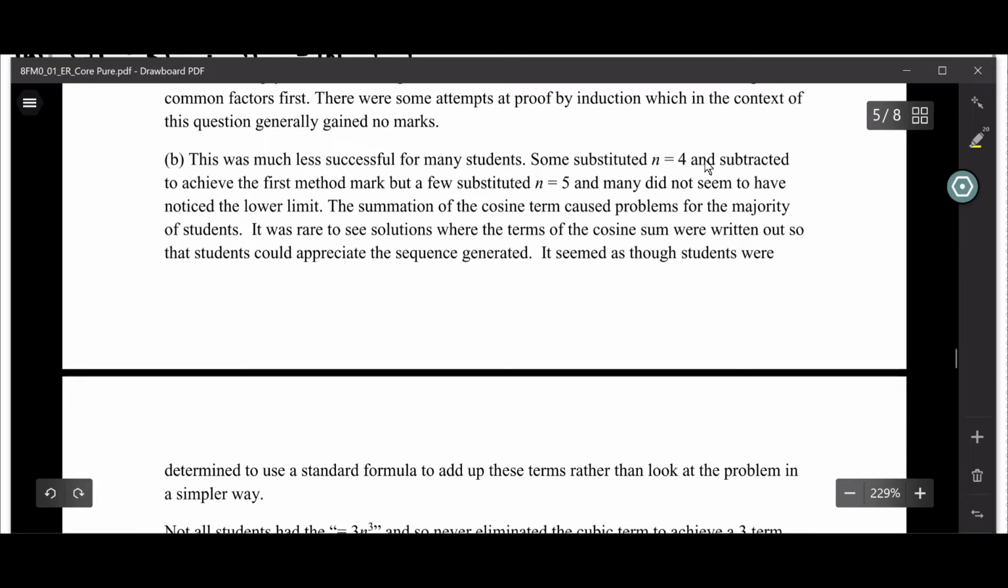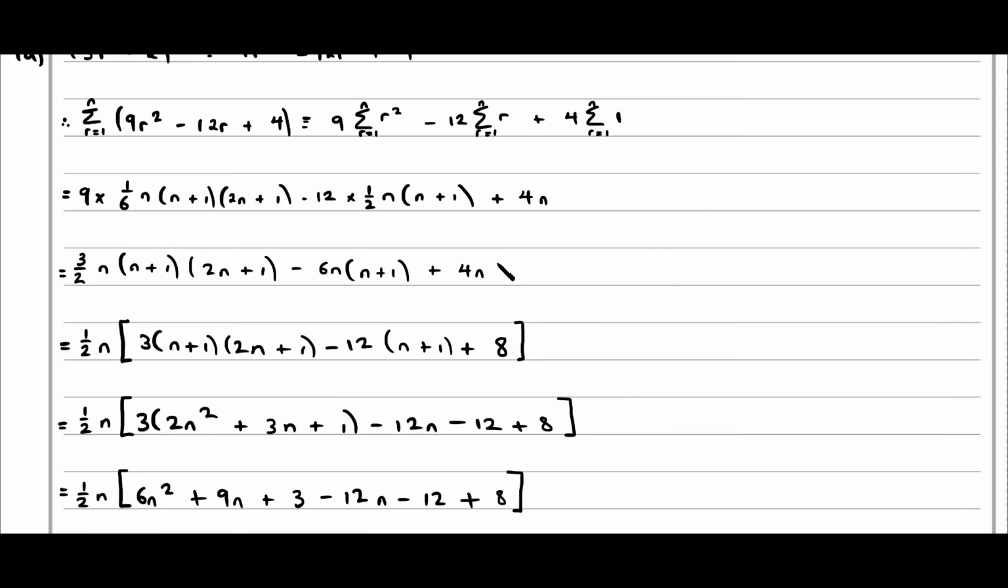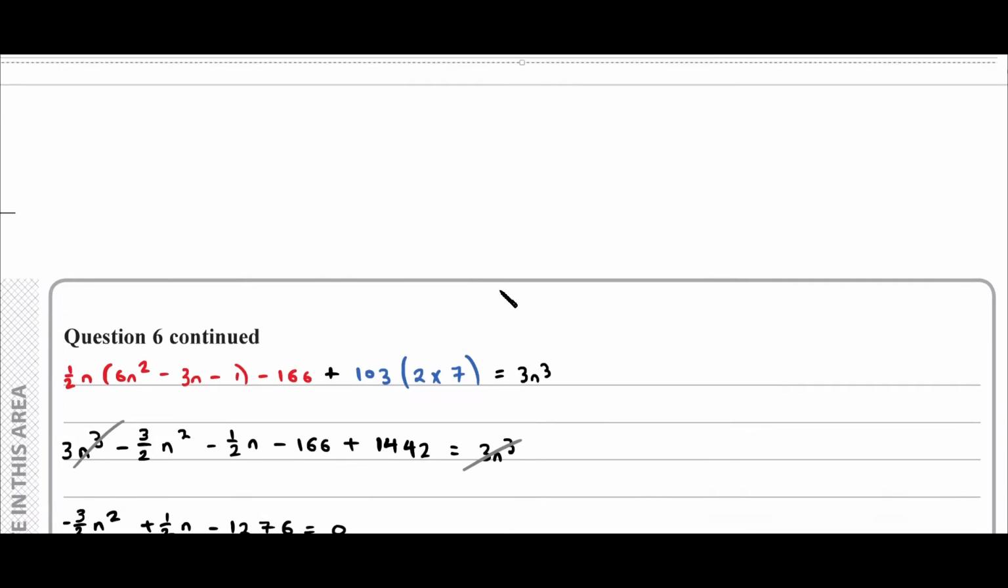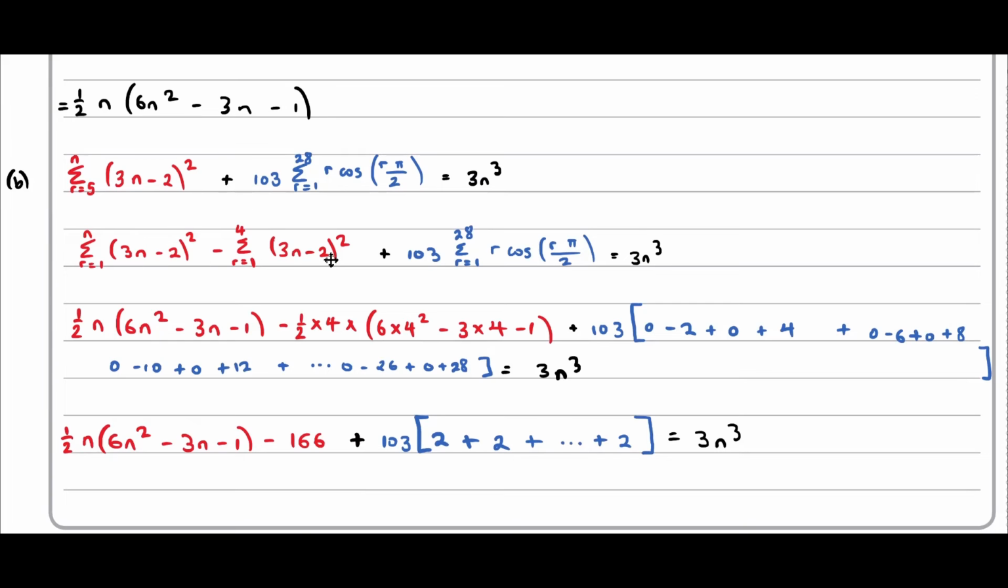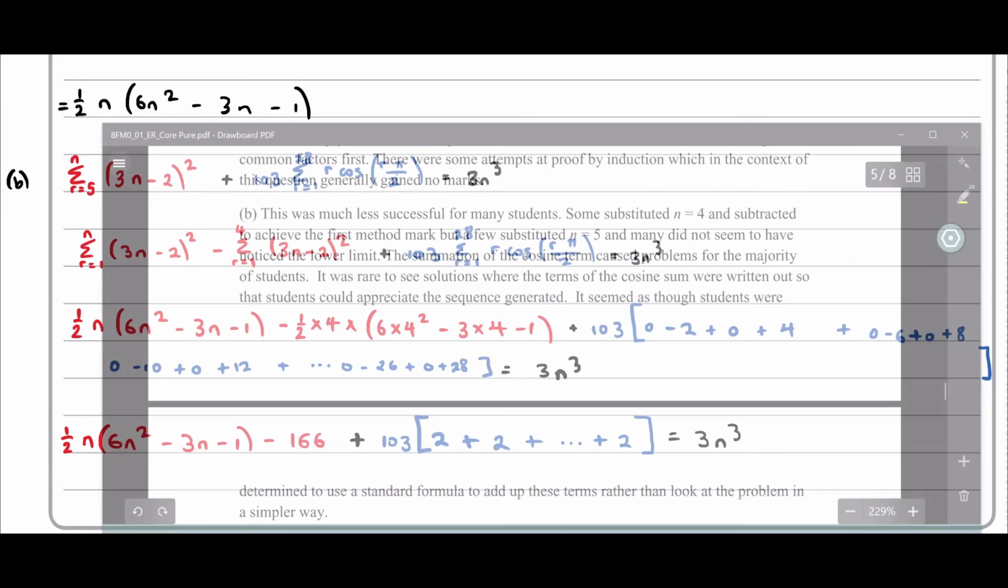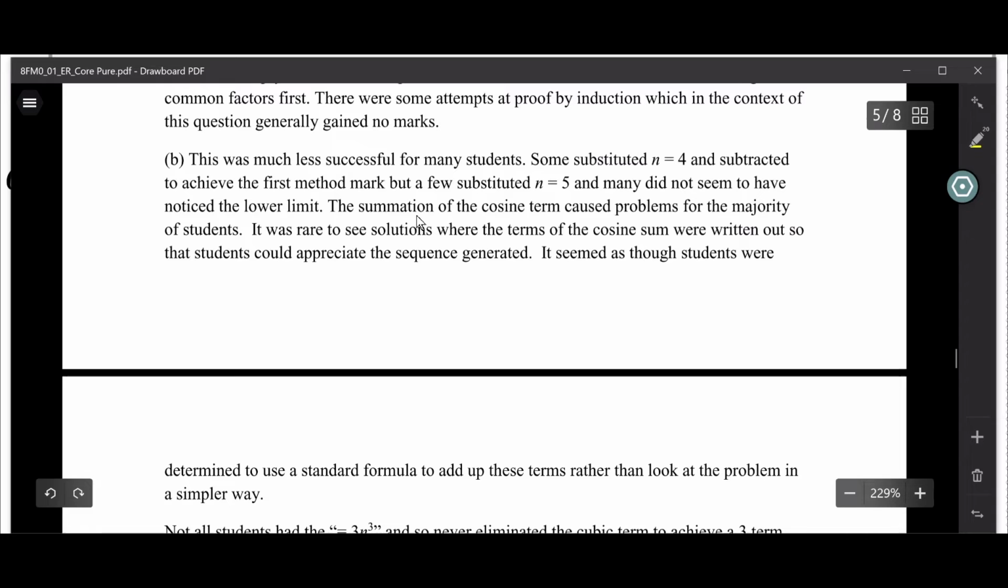Some substituted n equals 4 unsubtracted to achieve the first method mark, but a few substituted n equals 5 and many did not seem to have noticed the lower limit. So essentially that's on about this bit over here. And what else can be said?